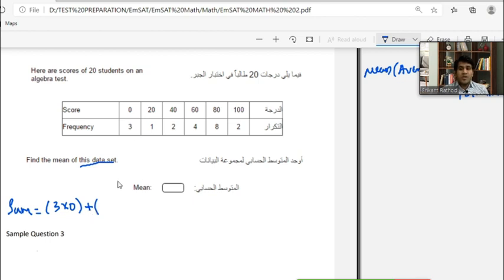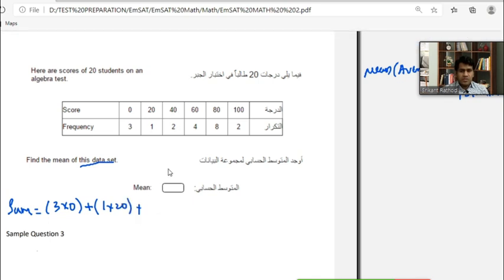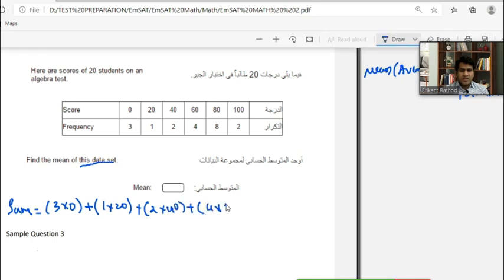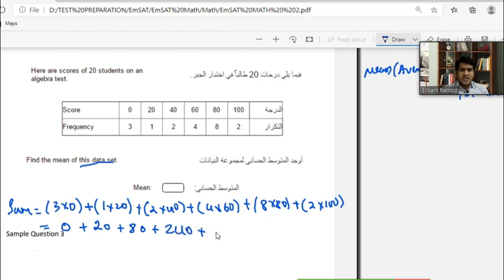There is one student who scored 20, then I can say 1 times 20, just multiply the columns, okay? So 2 times 40 plus 4 times 60 plus 8 times 80 plus 2 times 100. So let's arrange them further. 3 times 0 is going to be 0, plus 1 times 20 is 20, plus 40 times 2 is going to be 80, plus 60 times 4 is going to be 240, plus 80 times 8 is going to be 640, plus 200.